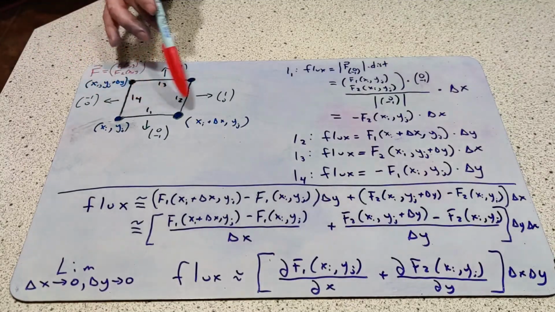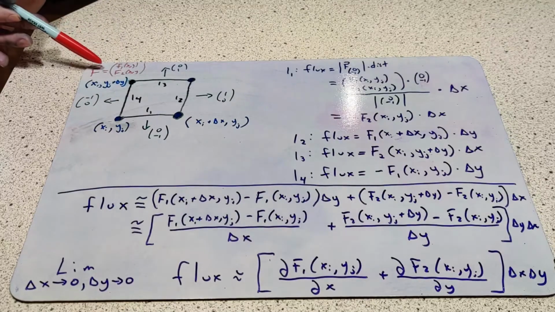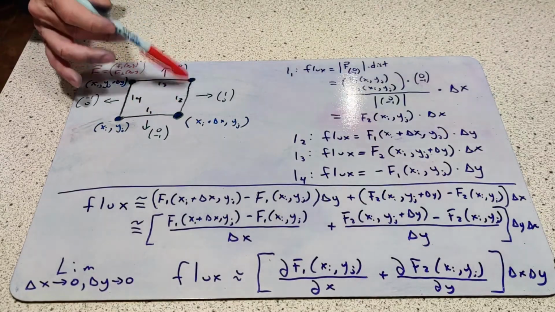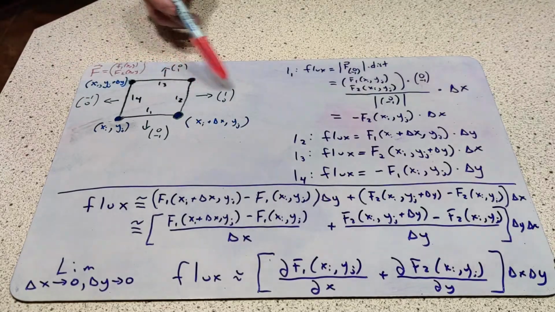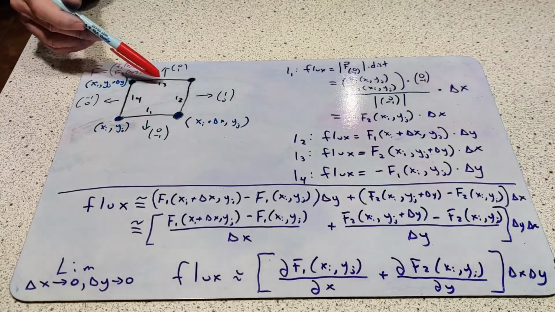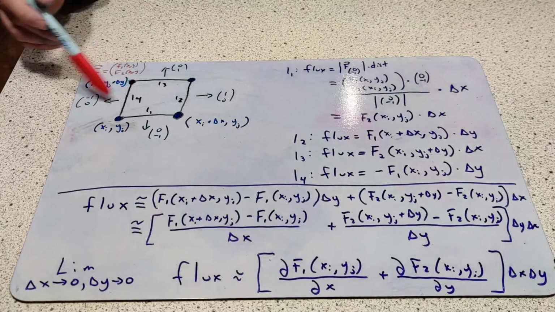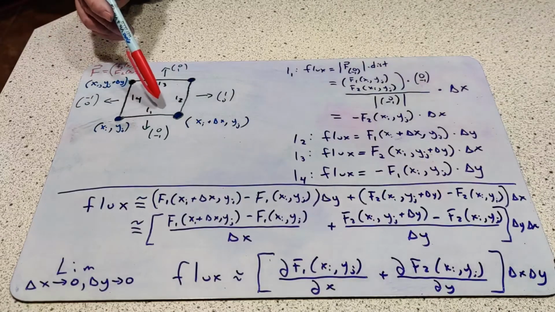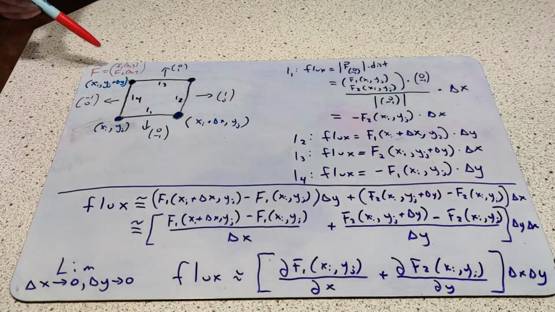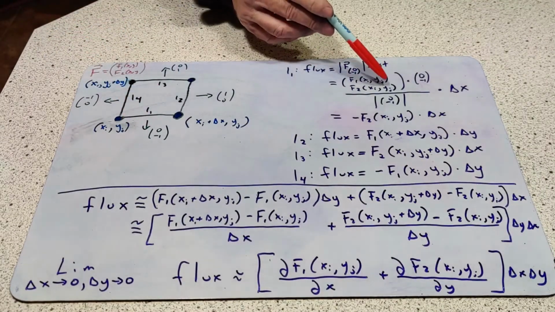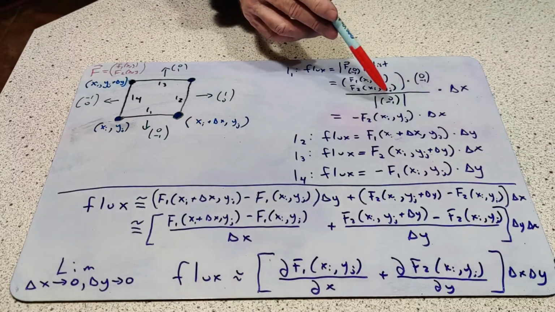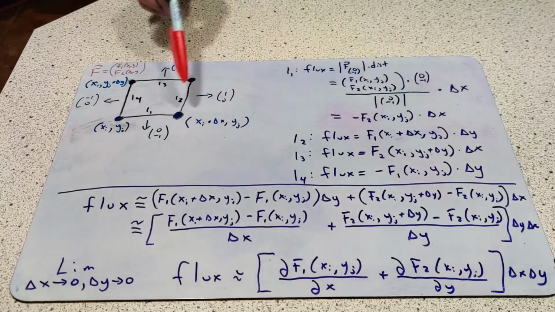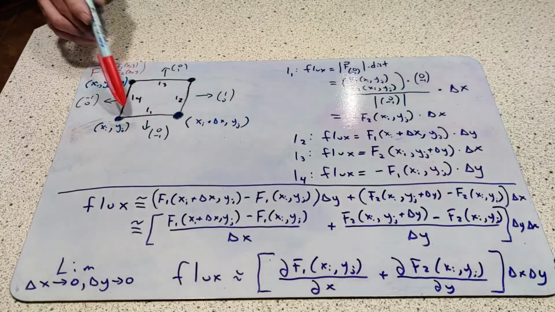So looking at L1, we're interested in the amount of the vector field that goes in a downward direction. For L2, we're interested in the amount of the vector field that goes in a rightward direction. L3, upward direction. L4, leftward direction. Okay. So let's start with L1, where the outward flux will be f dot 0, minus 1 over the magnitude of 0, minus 1. That's f dot down over the magnitude of down times the length, which is delta x.